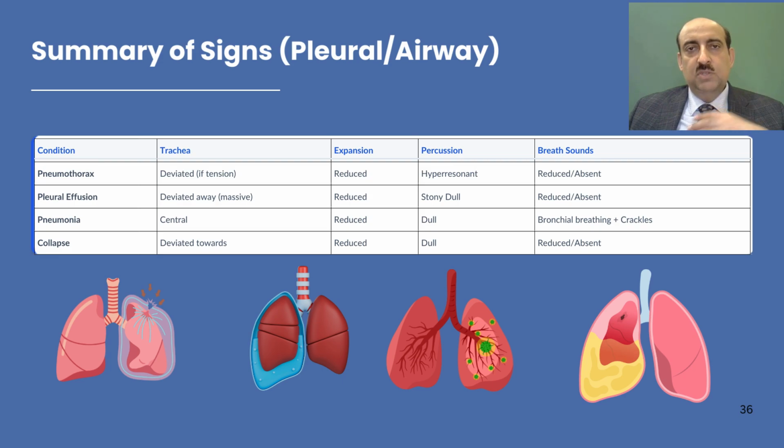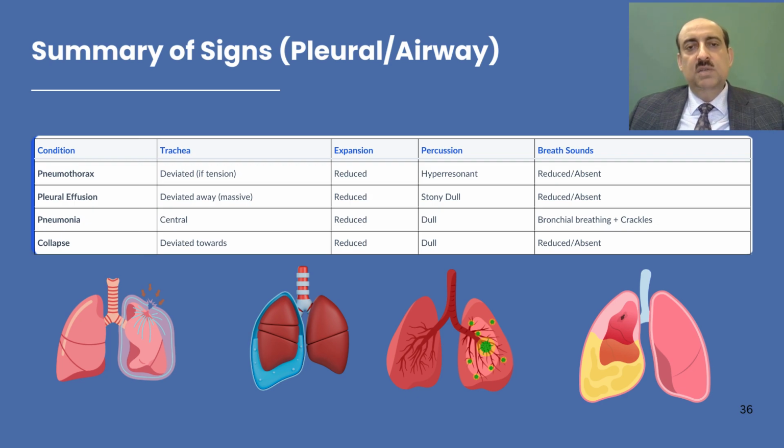In lung collapse, especially if it's upper lobe or upper zone collapse, it will be pulled towards the collapse side. Expansion should be generally reduced in all of them: pneumothorax, effusion, also pneumonia depending upon the extent and the size of pneumonia, and same as collapse, the expansion should be reduced.